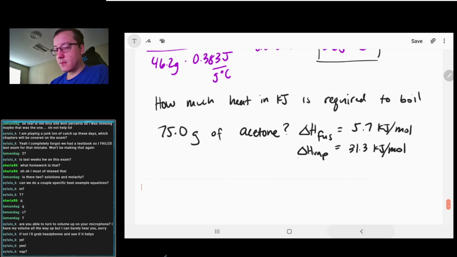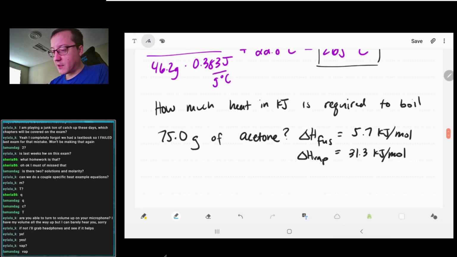Yeah, exactly. Vaporization is boiling, so that's the one we're going to use. So this is telling us that we're going to get 31.3 kilojoules for every mole of acetone. I didn't give you a molar mass, and you guys have no idea what acetone is. My bad. Let me look up the molar mass for you. Okay, molar mass is 58.08.